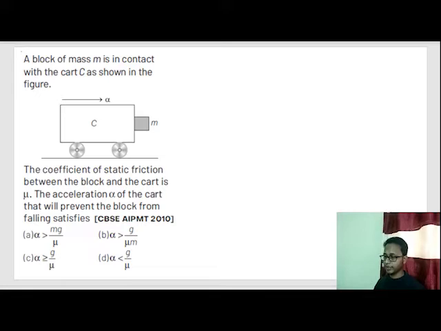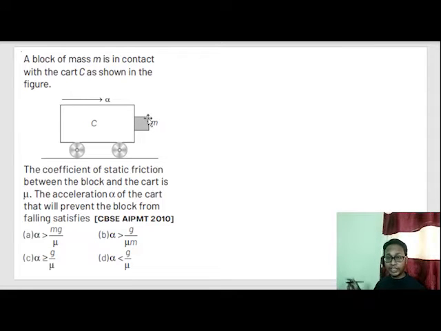Now, next question. A block of mass m is in contact with cart C as shown in the figure. The coefficient of static friction between the block and the cart is mu. The acceleration alpha of the cart that will prevent the block from falling satisfies. That means what is happening here? This block is accelerating towards the right, and this mass is being held here with the help of friction force.